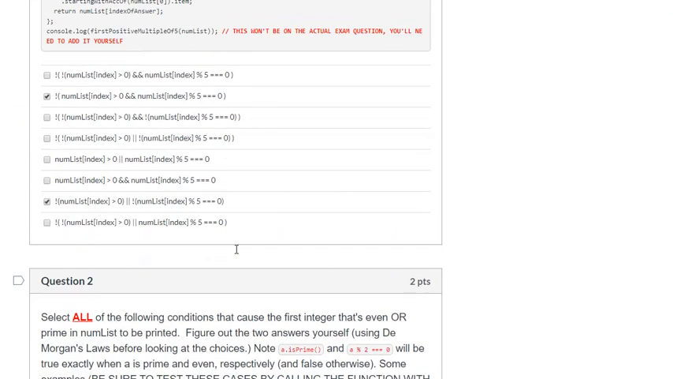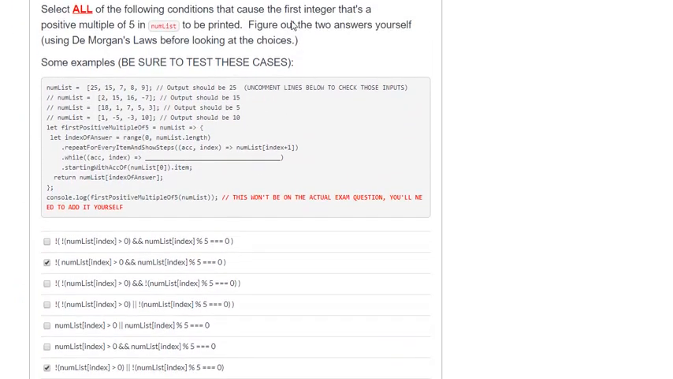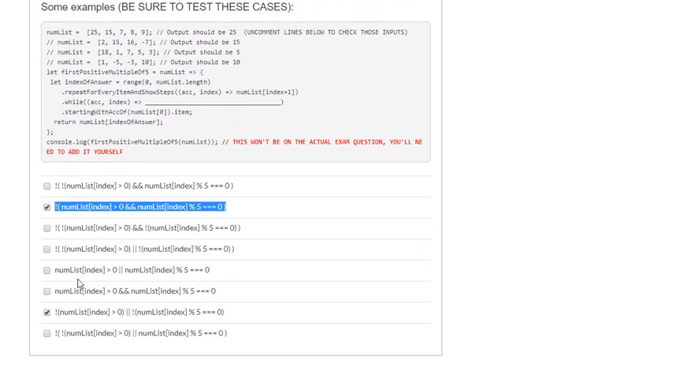And the other one, we wanted to stop when we had something that was a positive multiple of 5, so it's a multiple of 5 and it's positive. So we wanted to stop when numList of index is greater than 0 and numList of index is divisible by 5. So we want to continue while that's not true. And then again, applying De Morgan's laws, we get not positive or not divisible by 5. Okay, so hopefully that's pretty straightforward. You can expect that for the exam question.